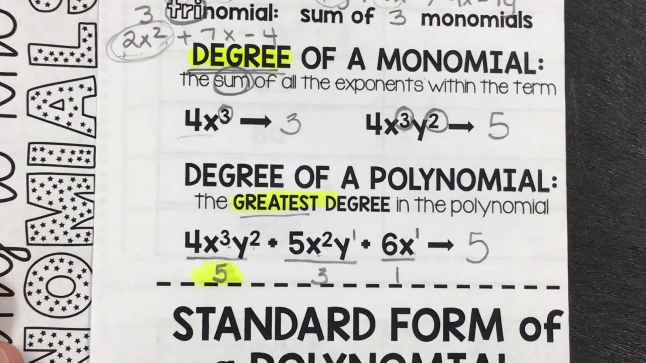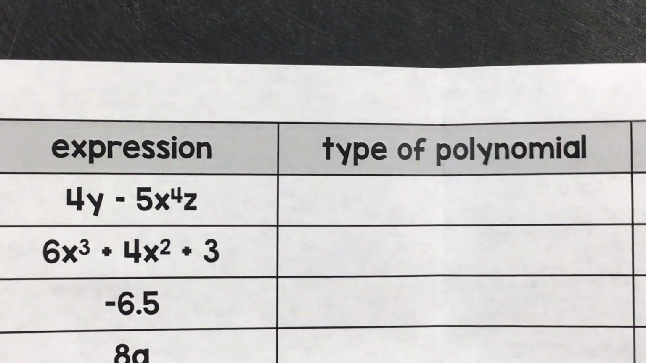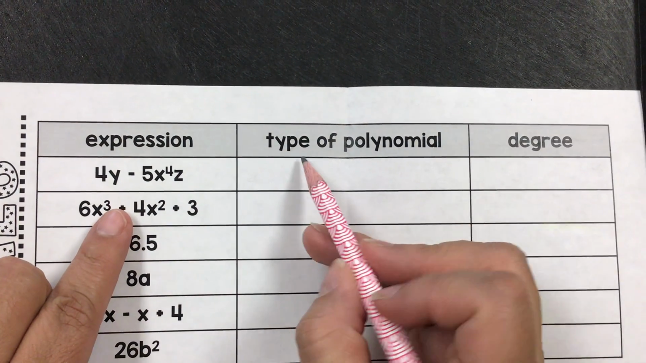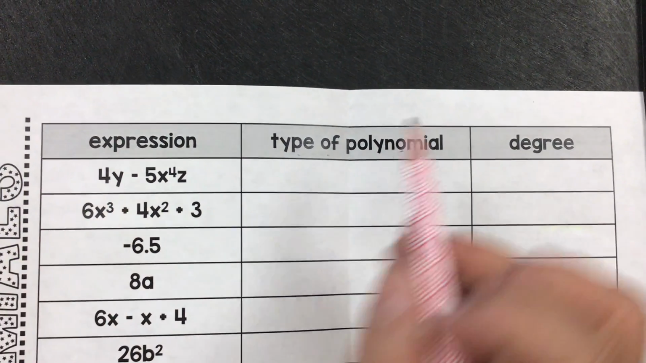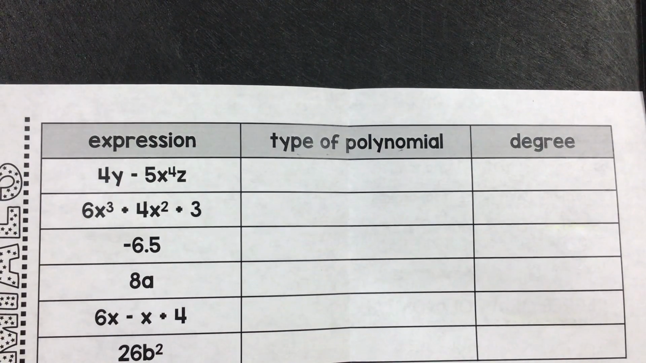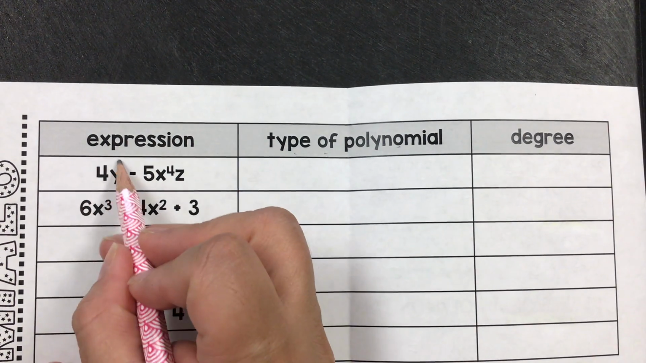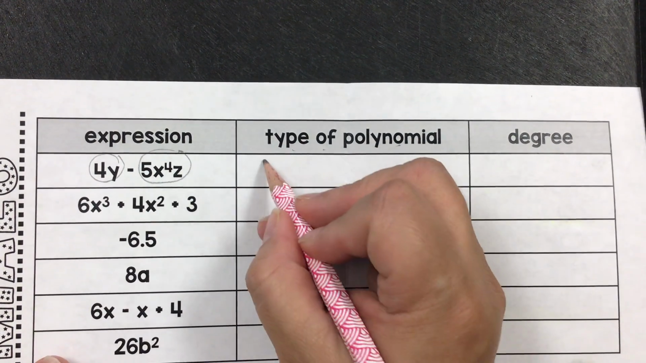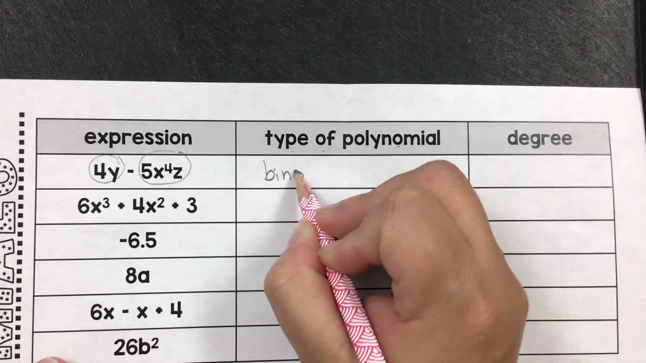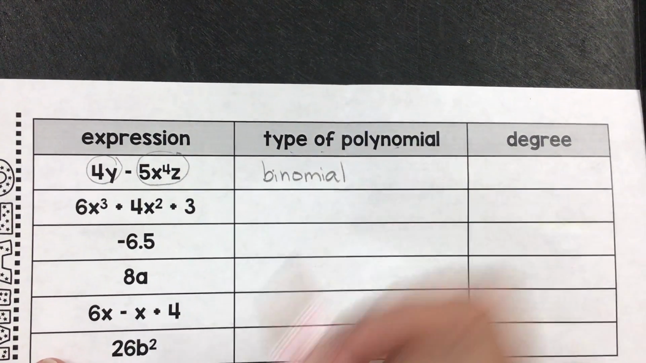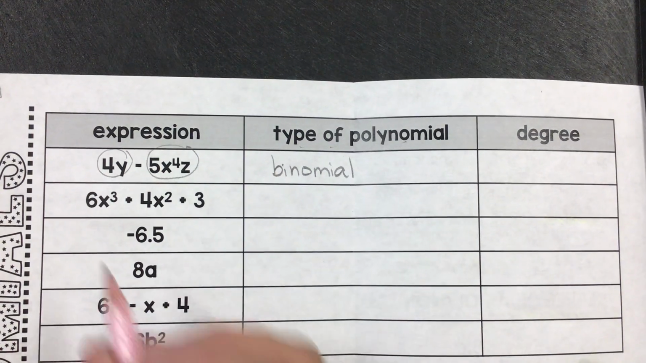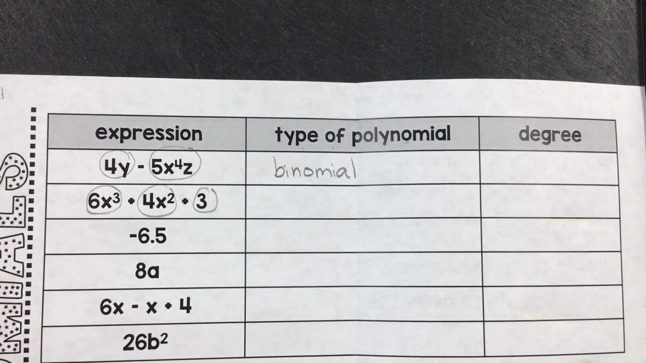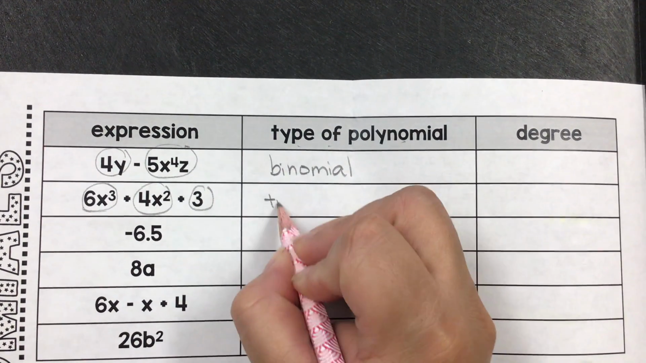Let's practice. The first thing it says is type of polynomial. What you're trying to do here is see how many monomials we have. We have one right here and one right here, making this one a binomial. On this one, we have 1, 2, 3 monomials, making it a trinomial.